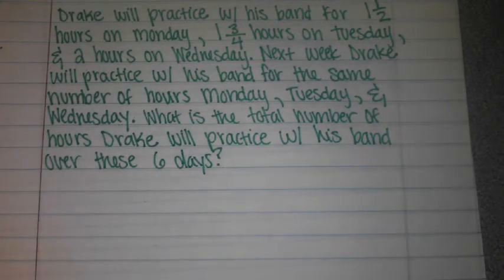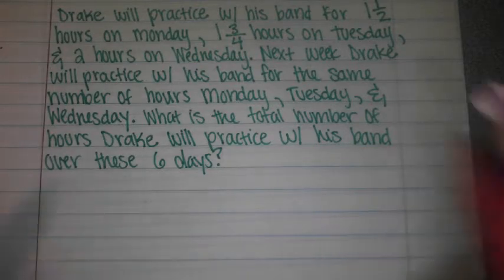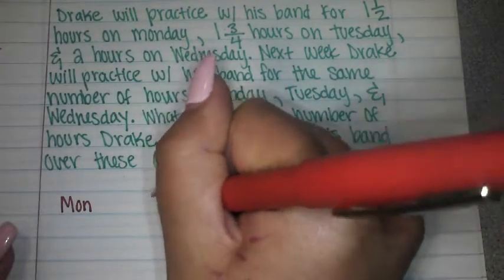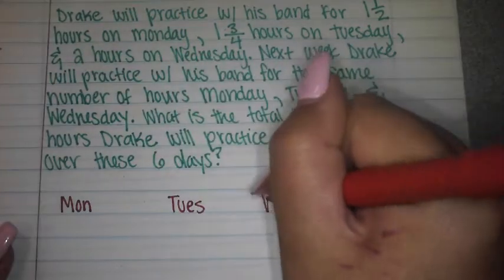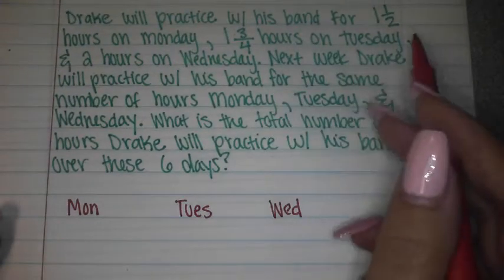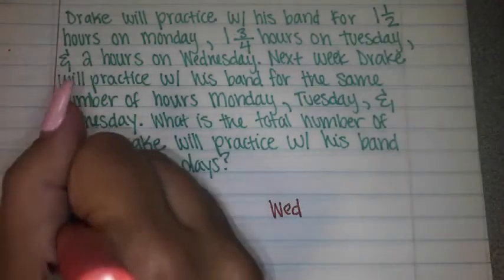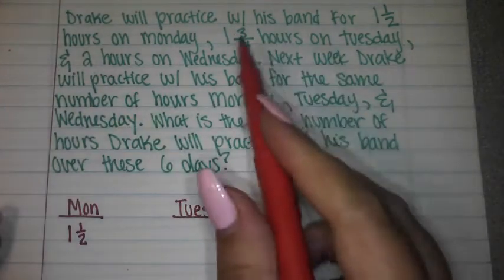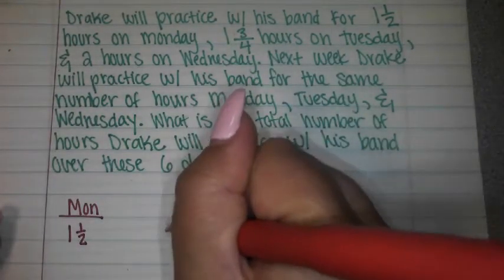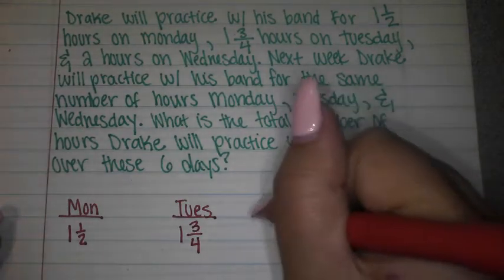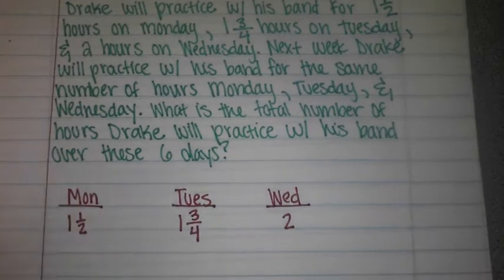What I do know is that Drake's in a band, and he's going to be practicing with his band Monday, Tuesday, and Wednesday. So he practiced with his band 1.5 hours on Monday, so I'm going to write 1.5. And then Tuesday he practiced 1 3/4. And then Wednesday he practices for 2 hours.